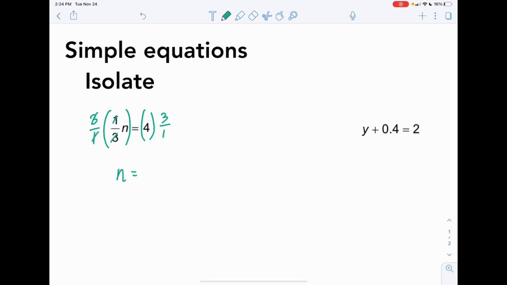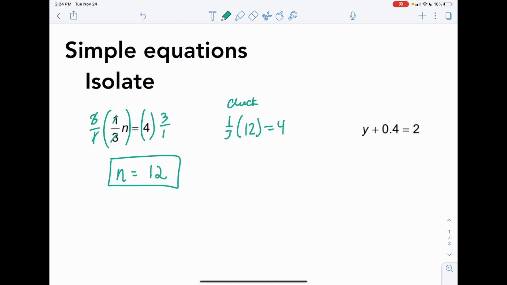n is equal to 12, so the value of n is 12, and we could check that by substituting the value back in. 1/3 of 12 is equal to 4, and that is true. 4 is equal to 4. All right, so that's very simple isolating.